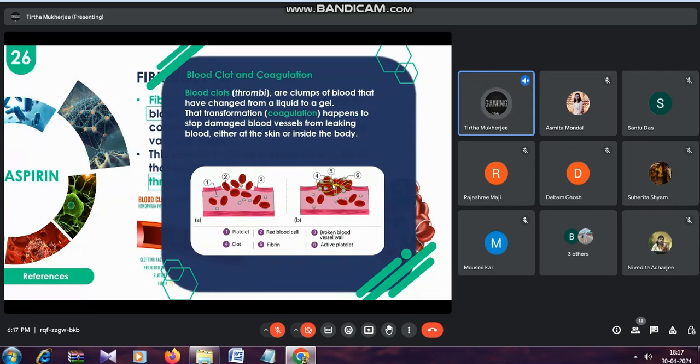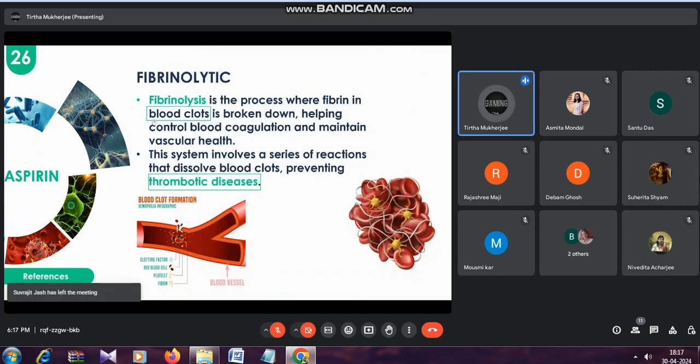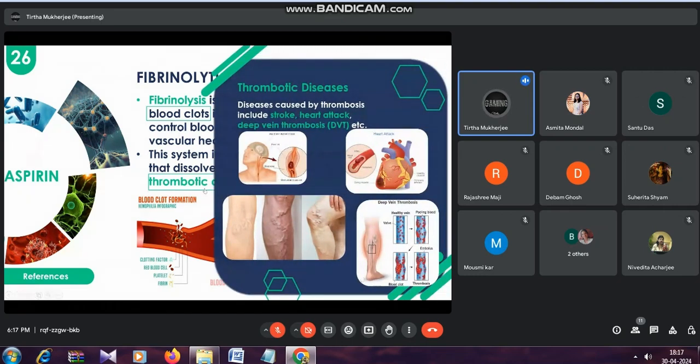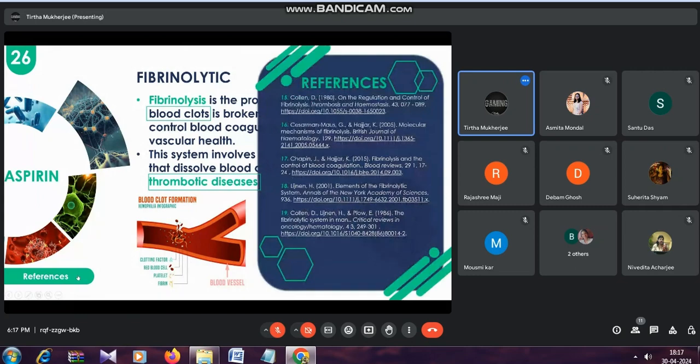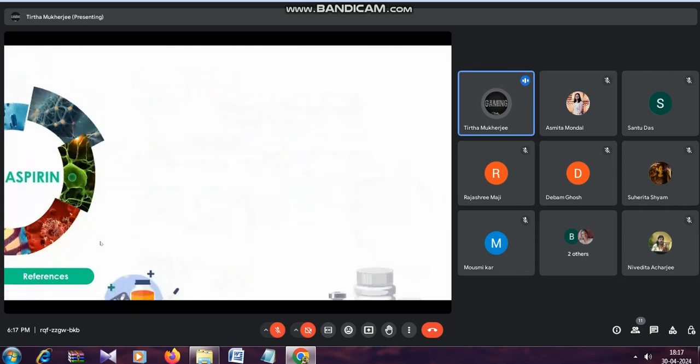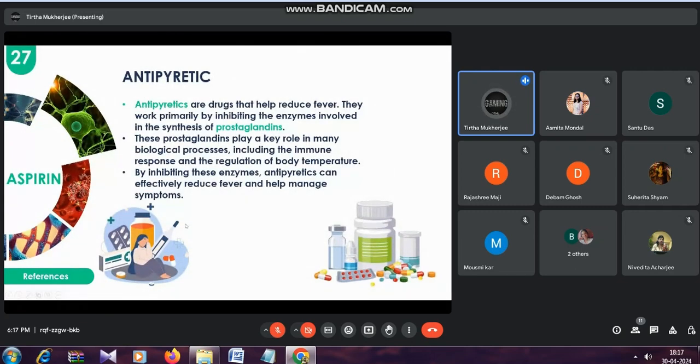However, sometimes blood clots form too easily or don't dissolve properly and travel through the body, limiting or blocking the blood flow. This is where fibrinolysis comes into play. It involves a series of reactions that breaks down fibrin and dissolves blood clots, preventing thrombotic diseases. Now, these are some thrombotic diseases like stroke, heart attack, deep vein thrombosis, especially seen in the legs of human beings, and the references. Moving on to our next bioactivity, antipyretic.